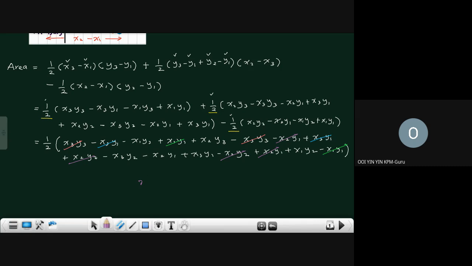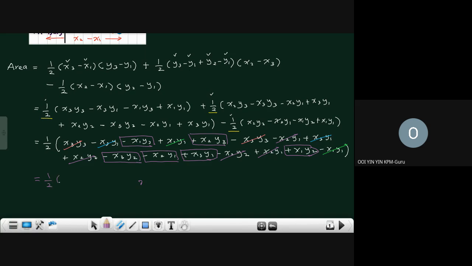Now, you see what's left? You have one, two, three, four, five, six. You have these six terms left here, and then the one in purple color. Sorry, I cannot change my pen color, so I continue. I hope you can look at it. The 1/2 here is still 1/2.